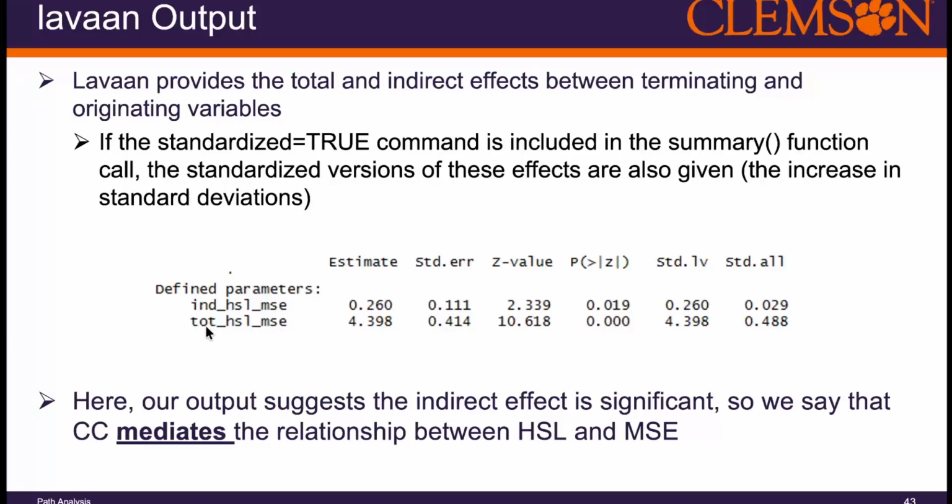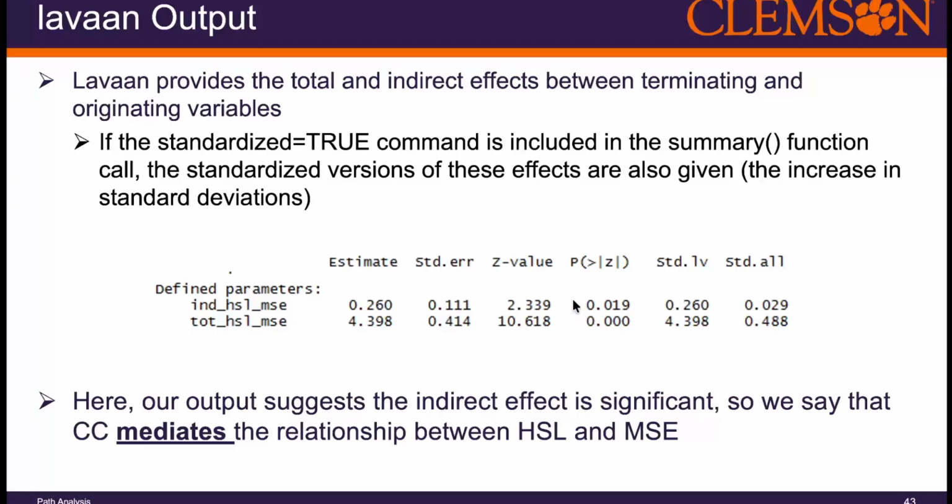And then finally, the total effect. For every 1 unit increase in high school math, math self-efficacy in total goes up 4.398 units. That standardized effect, again, for every 1 standard deviation in high school math, math self-efficacy in total goes up 0.488 standard deviations. And here, because this indirect effect is significant, we would say that college credit hours mediates the relationship between high school math and math self-efficacy.